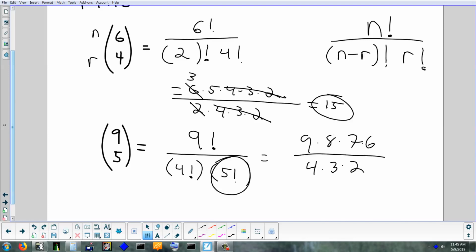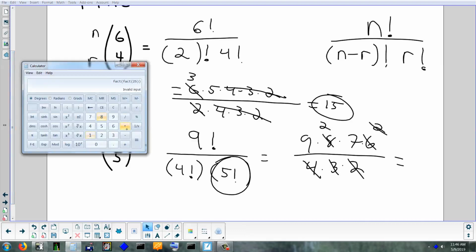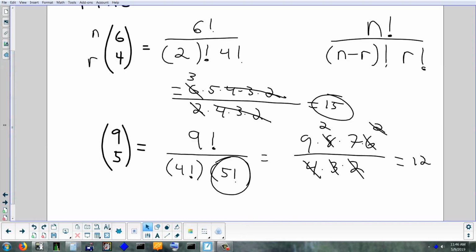Now reduce whatever you can, doesn't matter what order you reduce in. 4 goes into what number in the top? 8, how many times? 2. 3 goes into what number? 6, sure. How many times? 2. And 2 goes into 2, how many times? Once. So you're left with 9 times 2 times 7. So that's what, 9 times 2 is 18. 18 times 7, 126. So that would be the number in Pascal's triangle that is in row 9, column 5.